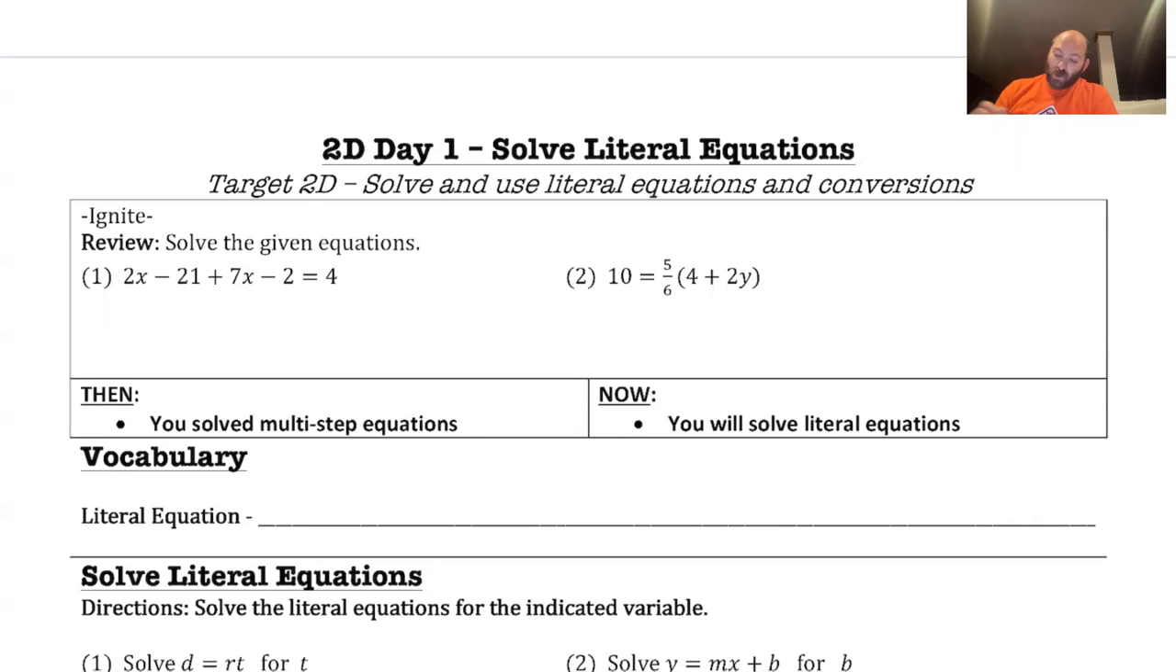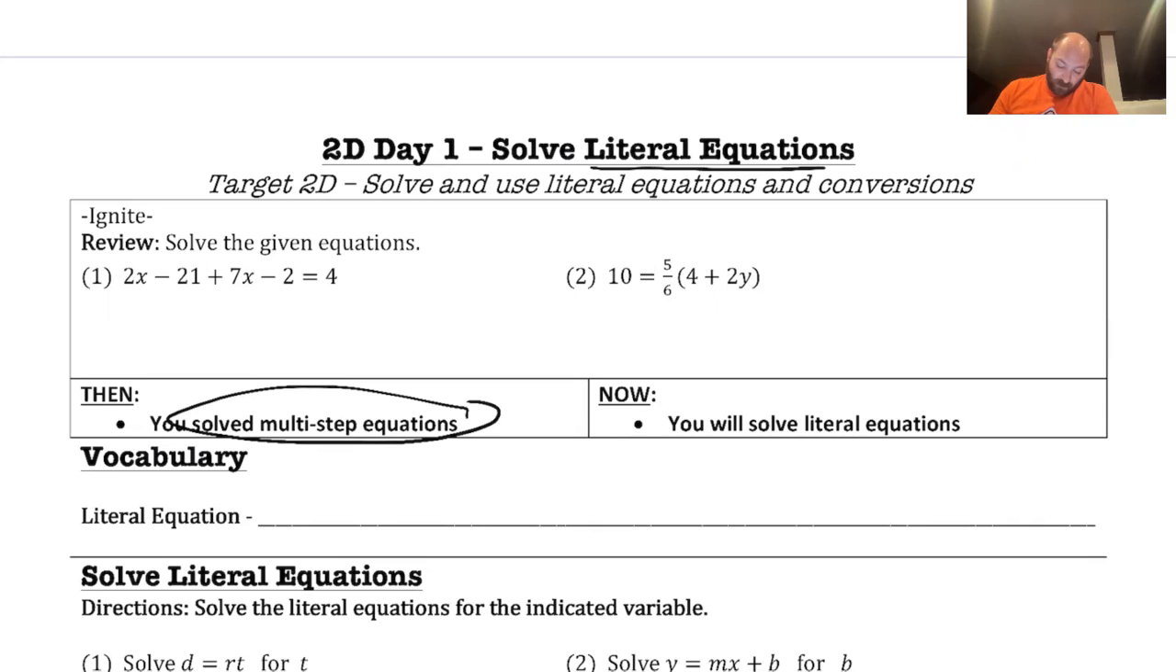Today we'll be talking about 2D day one, solving literal equations. Tying it back to what you've done before, you've dealt with solving multi-step equations. We're going to continue that in a very different way with these literal equations. So let's first define that.